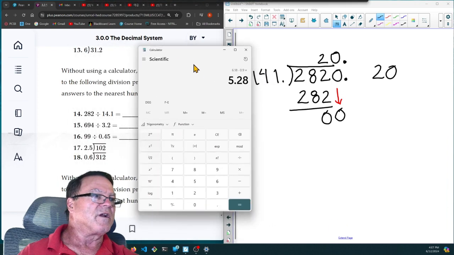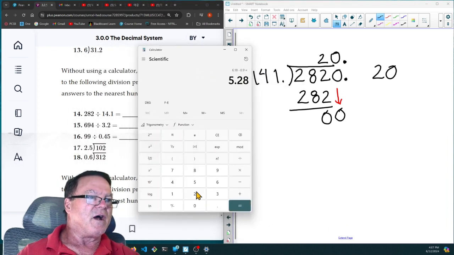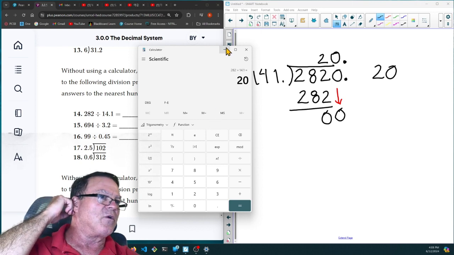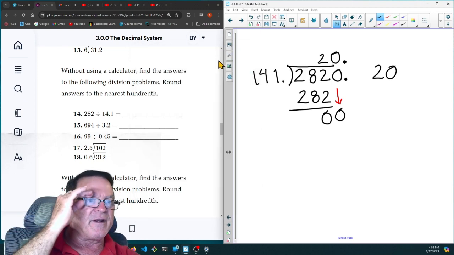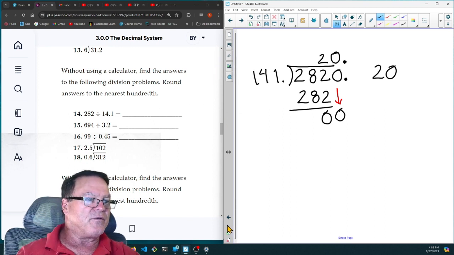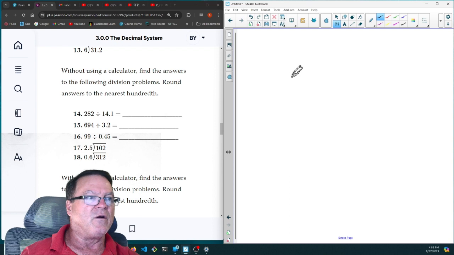There. So we're going to check our math here. We said 282 divided by 14.1 equals 20. So we did right. We did exactly right by putting that phantom zero because we had to move the decimal point when we moved this decimal point. So I don't have a problem with you using a calculator to check your work. After you've done it, use a calculator to check your work and see if you're right. I don't have a problem with that at all.